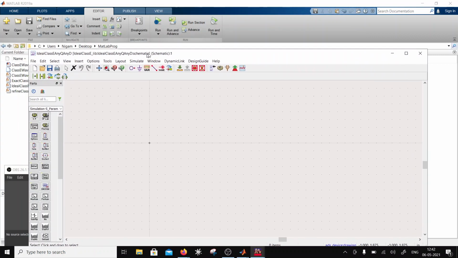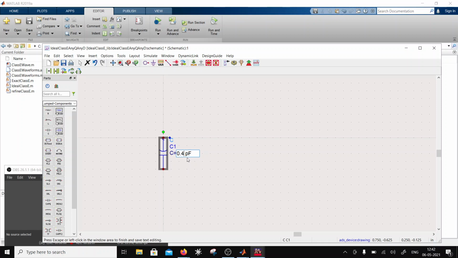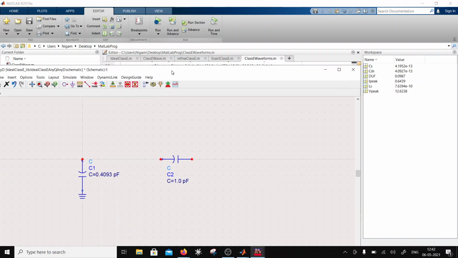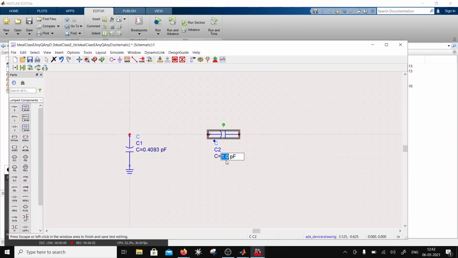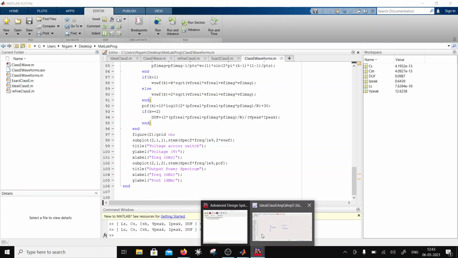What I'm going to do is create this circuit here, which is going to have C shunt as 0.4092 or 0.4093. So I'll go to lumped components, capacitor, and I will put 0.4093 here. Then I'm going to put here a series cap of 0.4195. And then the inductance is 7.639, or 7.64.